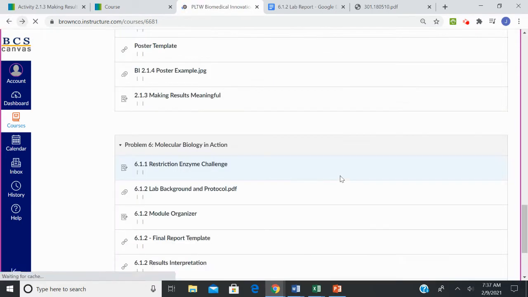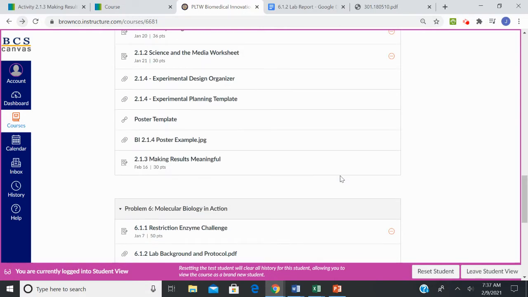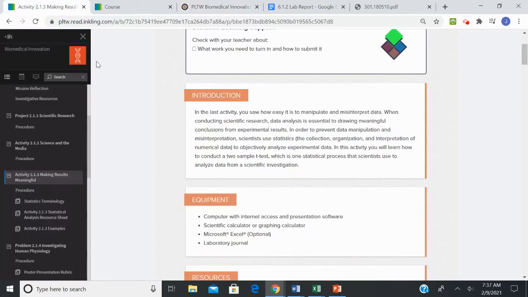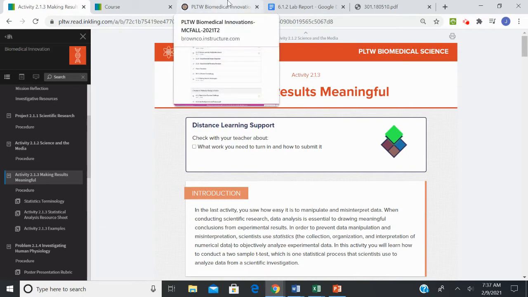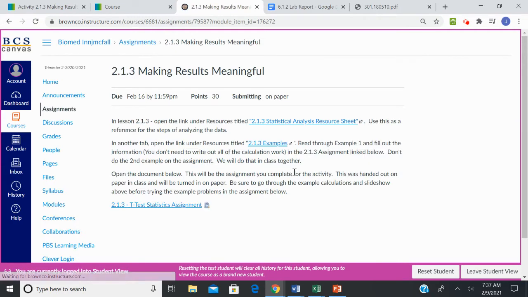And then the next thing I want you to begin looking at, because we're getting close to the end of the trimester, is the statistical analysis of 213. There's Making Results Meaningful, which is the name of the lesson in courses. So I made this assignment, and I put some links into courses here. They should work. If you log into PLTW, then these links should take you there as long as you're logged in. So there's two tabs you need to have open in addition to the assignments.